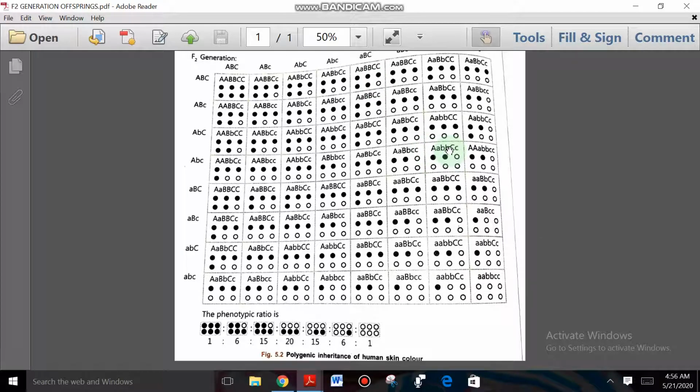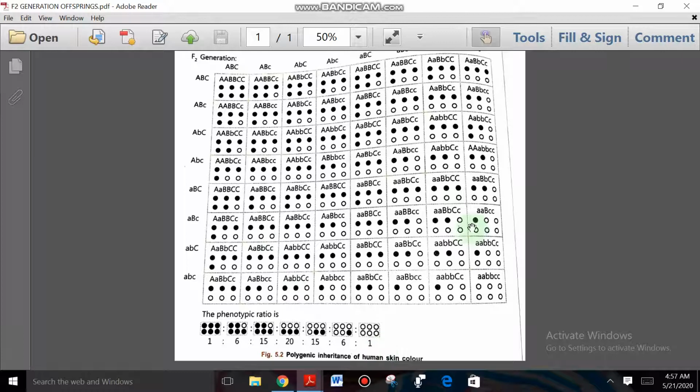Okay, F2 generation, see here, 1 2 3 4 5 6 7 8 types of gametes. Here also 8. 8 into 8, 64 offsprings are formed, right? You can make the Punnett square and you can do it, right? These are gametes, these are gametes. And the phenotypic ratio in polygenic inheritance is 1 is to 6 is to 15 is to 20 is to 15 is to 6 is to 1.